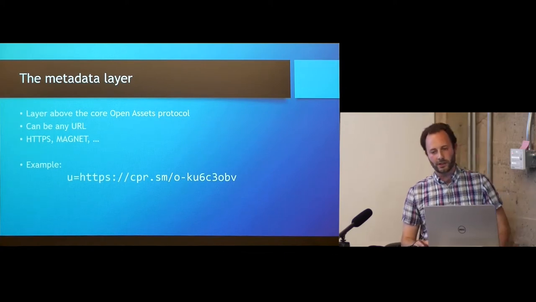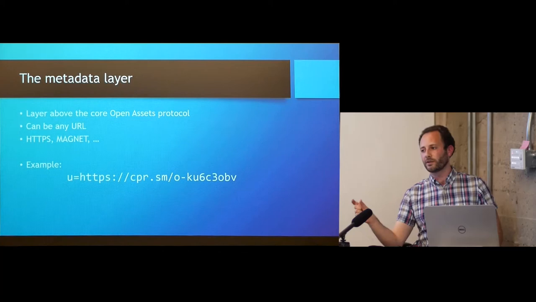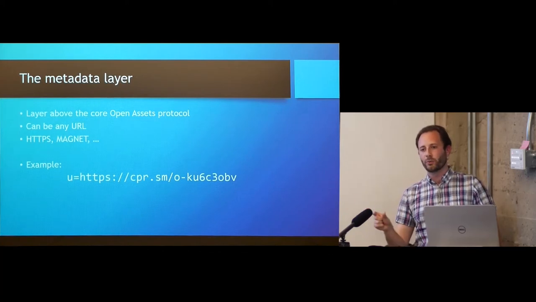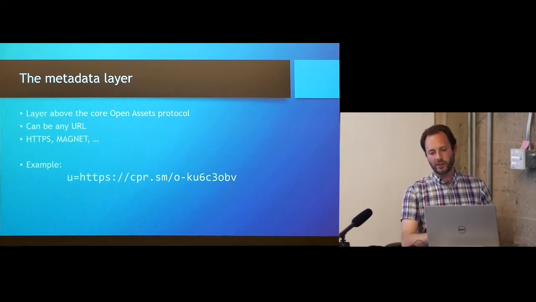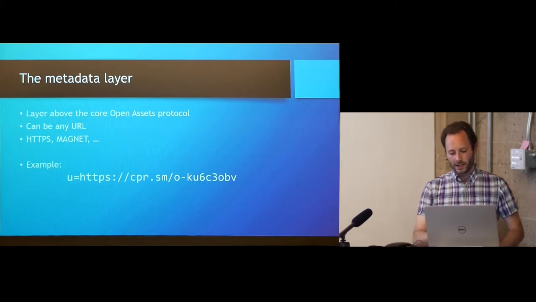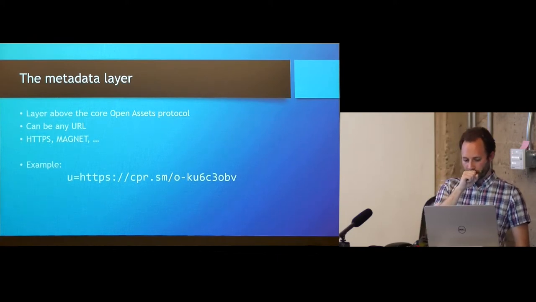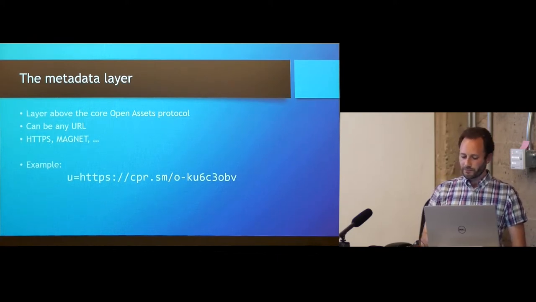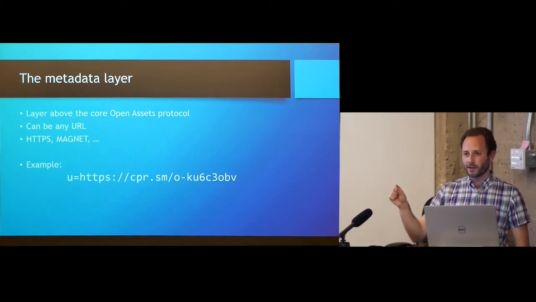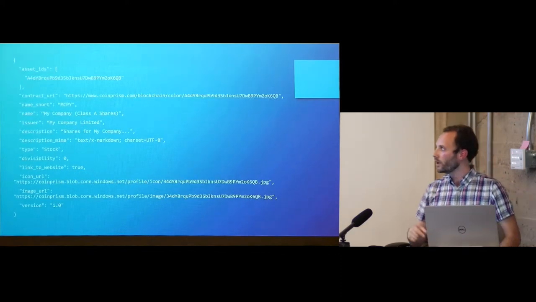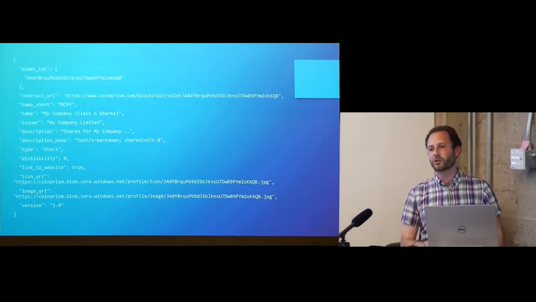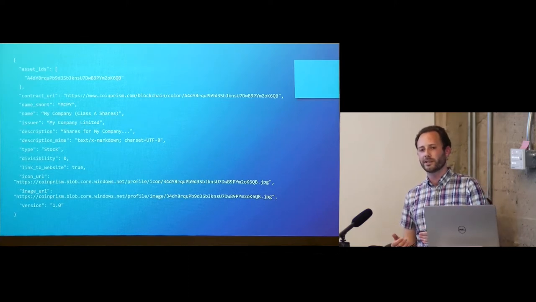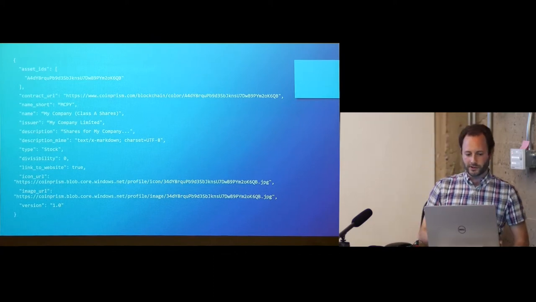And the way it works is by using that last field in the marker output that I was showing earlier, which has some space for arbitrary data. What you can do here is put a URL in that field, like this example. Then every wallet is going to fetch that URL, and this URL contains a JSON file like this one, which contains some information about the assets. The first part, asset ID, is just to make sure that somebody else is not pointing at your asset definition. But the rest is just information about the asset.